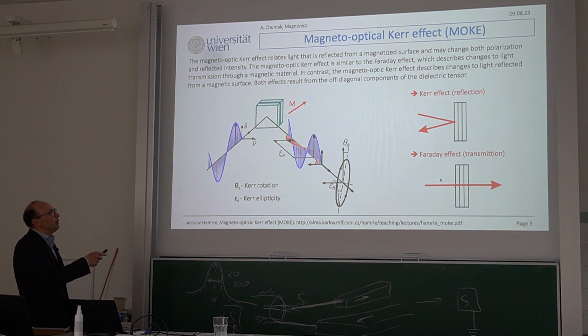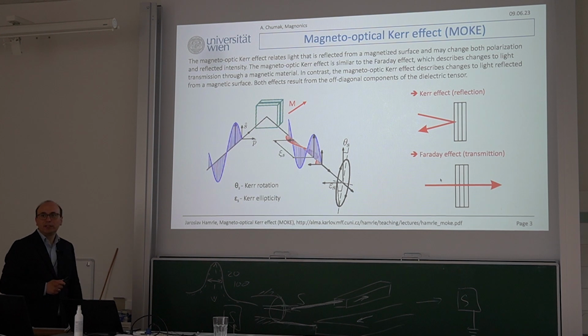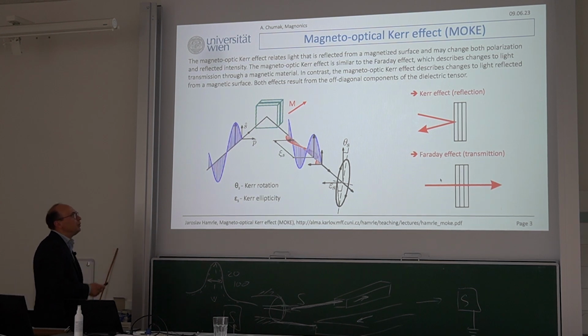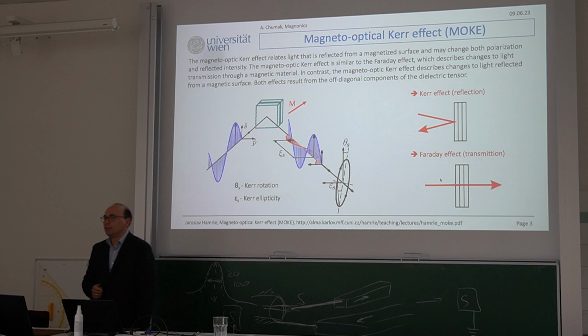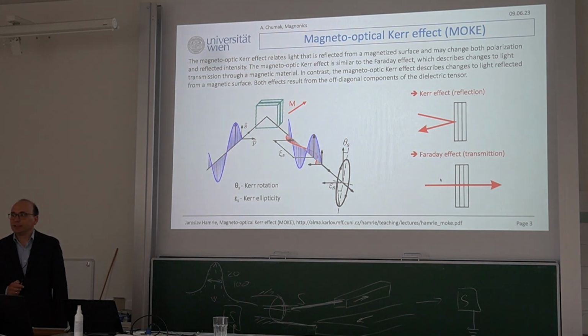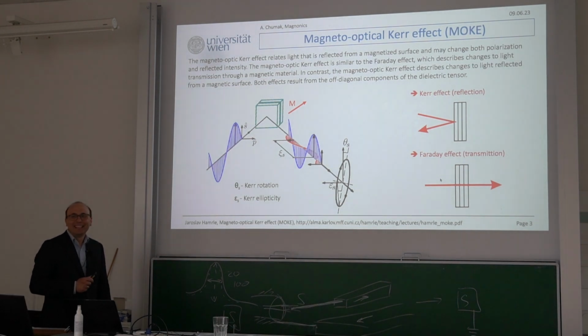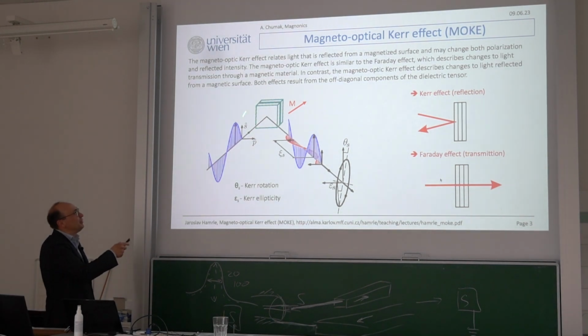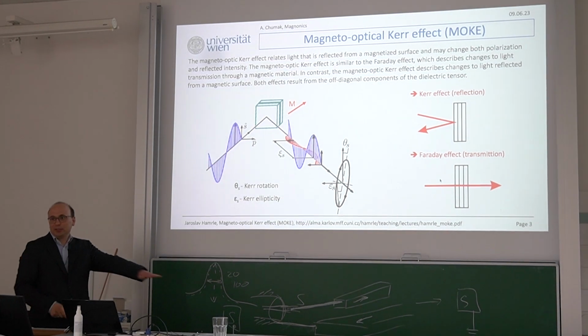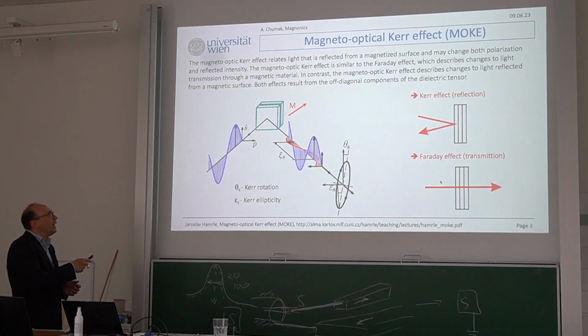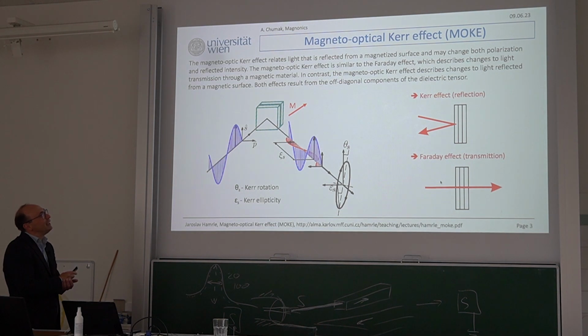So this is our sample, which has some magnetization M. We take a linearly polarized signal. Who knows why S and P? S polarization and P polarization of light. Yeah, so it's from the German language, more or less perpendicular and parallel to the table, I think. And that's what we have.